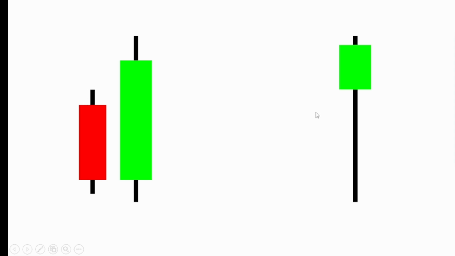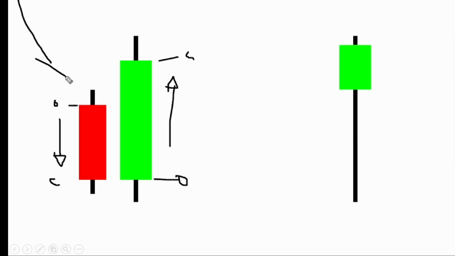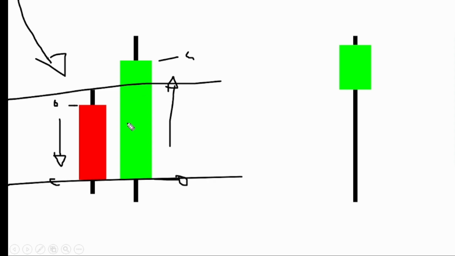The way this is created, just briefly for those who don't know how it works: let's say this one opens here and closes here. For it to close here, it shows that prices were going down. Then this one opens here and closes above here, showing you that the price has reversed. So if this happens on a support level, let's say the market was coming from the downside, and this is our support zone here, and we see something like this, we are likely to know that this change in direction can push prices to the upside.